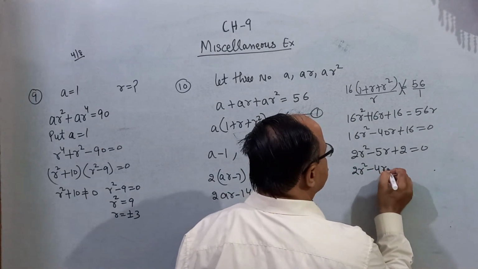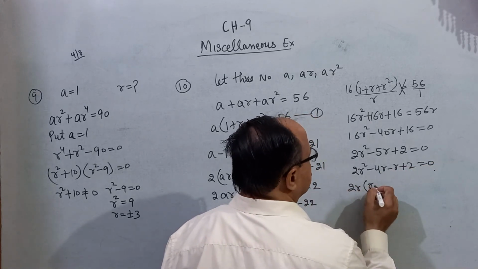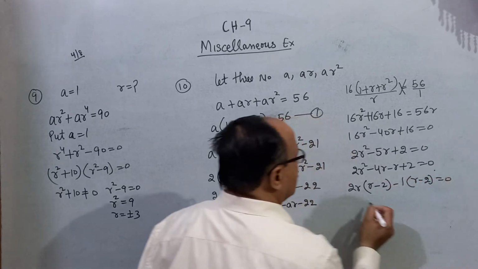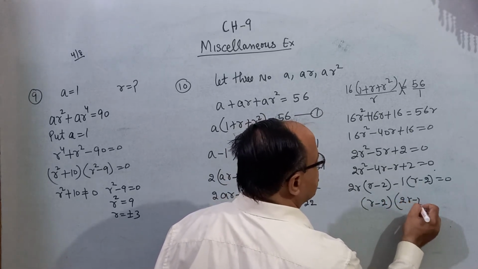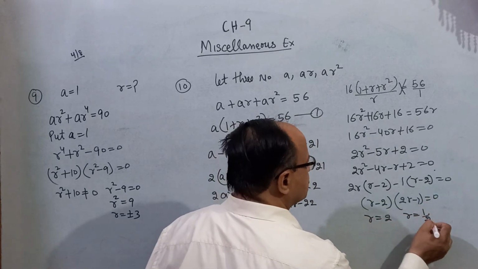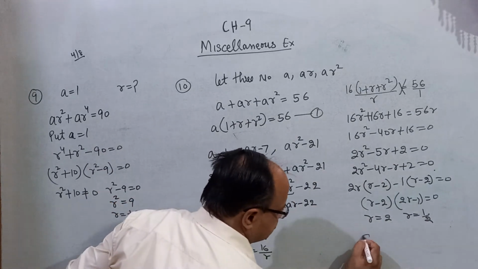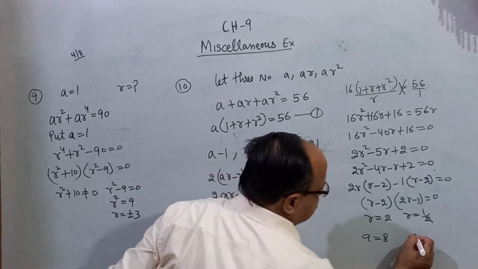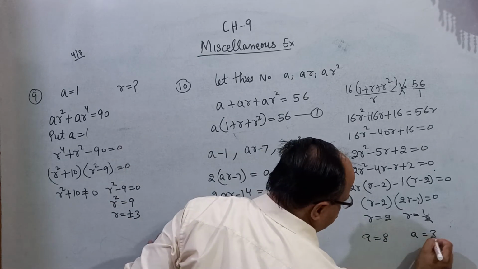2r square minus 4r minus r plus 2 is equal to 0. You can take common 2r, that is r minus 2, minus 1 common, r minus 2. Then you will get two factors, r minus 2 and 2r minus 1, equal to 0. r is equal to 2 and r is equal to 1 by 2. If r is 2, then what is the value of a? From here, put the value of r as 2. The a is 8. When you put r as 1 by 2, then a becomes 32.